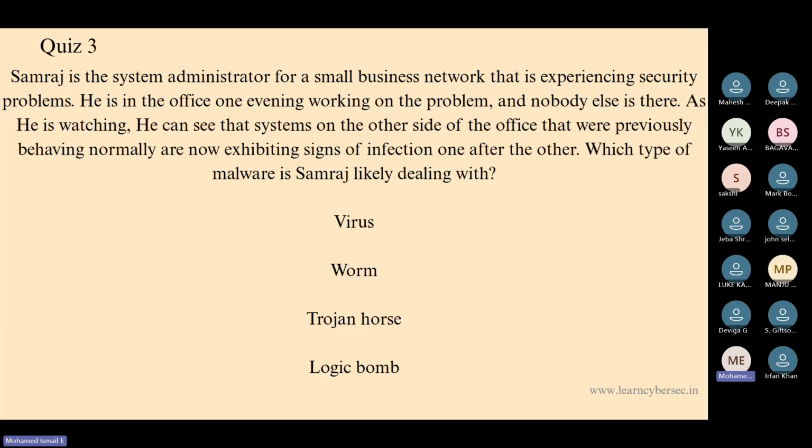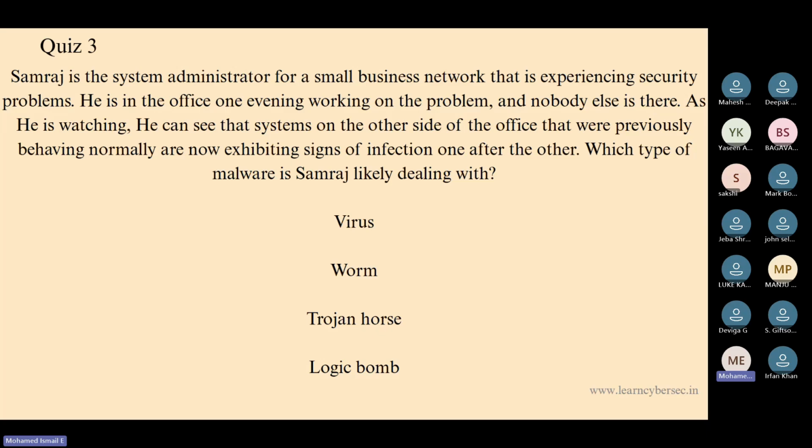Okay, now come to quiz time. It's an interactive quiz. Samraj is the system administrator for a small business network that is experiencing security problems. He's in the office one evening working on the problem, and nobody else is there. He can see the systems on the other side of the office that were previously behaving normally now exhibiting signs of infection, one after another. Which type of malware is Samraj likely dealing with?